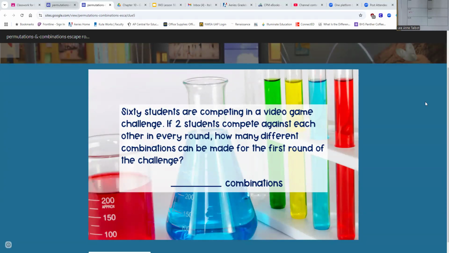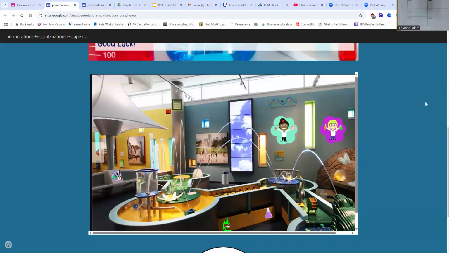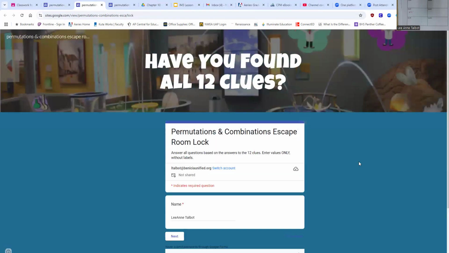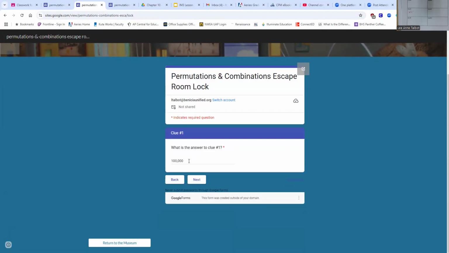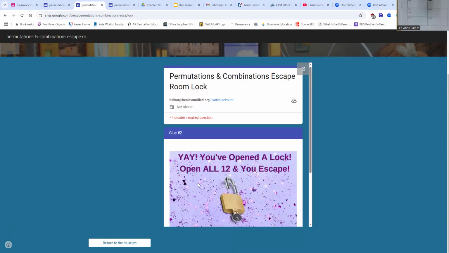The way to escape is to click on this column right here in the middle of the room. At the top, there's a little 10 keypad. That's like your lock to unlock it. If you click the 10 keypad, it opens up a Google form. The first thing you do is put your name in. And then clue number 1 is 100,000. And then there's your first one.